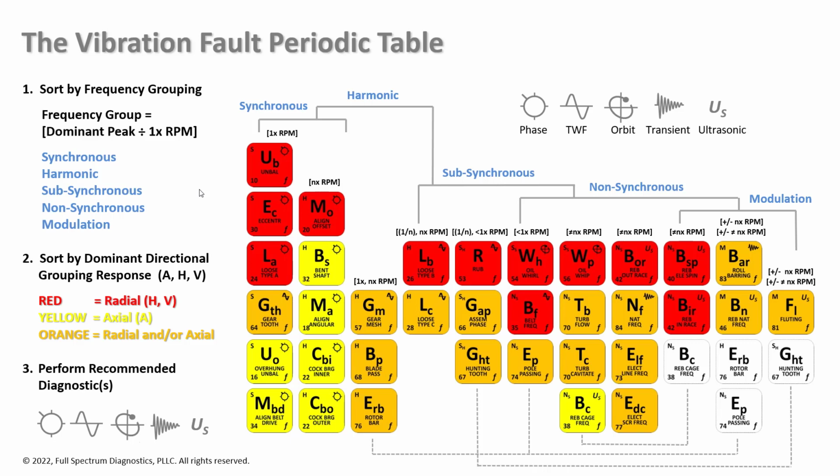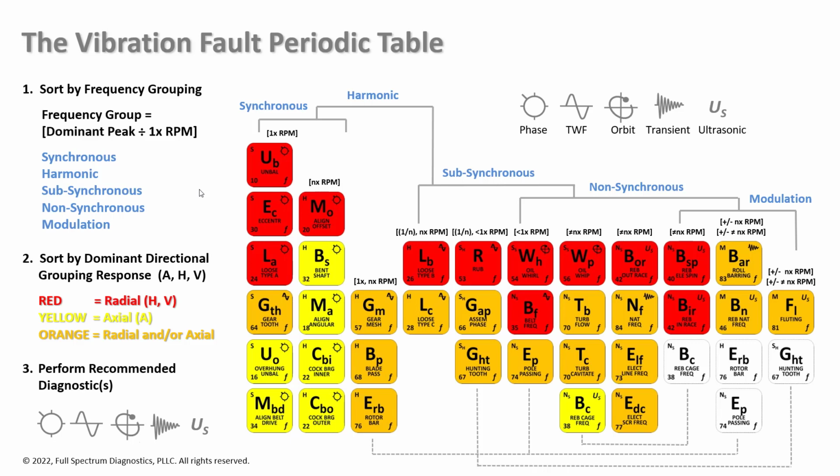Today we're going to look at the vibration fault periodic table. The periodic table is a logical visual mapping system to understanding vibration more as systems thinking. If we start with the full table, there's 35 common rotating machinery faults.